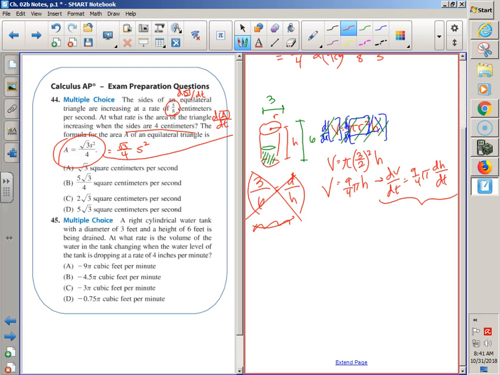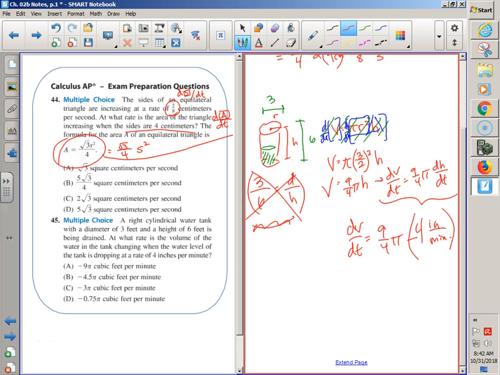When the water is dropping. This should be super easy, right? I didn't keep going yesterday because I'm like, guys, plug and chug. Okay, cool. dV/dt is equal to 9/4 pi times 4 inches per minute. Yay, the final answer is A. Wait, they're negative? Oh, no, it's dropping. It's a -4. Okay, A. Nope, the answer is not A. What's the answer? D. What?